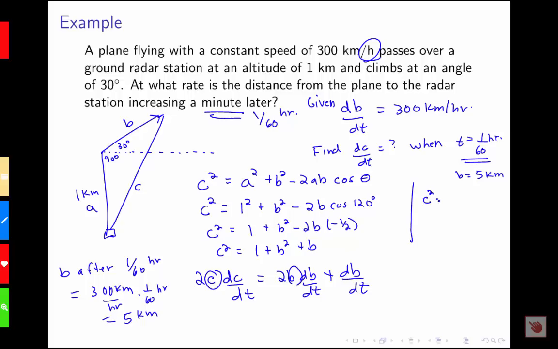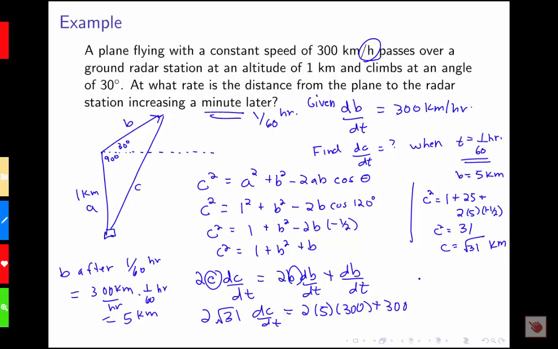So I have that c squared is equal to 1 plus b squared of 25 minus 2 times 5 times my negative 1/2. So c squared is going to be equal to, let's see, we have 1 plus 25 minus, this is going to be plus a positive. So we're going to have 5 plus 25 plus 1. So we have 31. So c is the square root of 31 kilometers. Okay, so we can plug in some of these values now. So we have 2 times the square root of 31 dC/dt is equal to 2 times 5 times 300 plus 300. So we're looking at dC/dt being, let's see, this is going to be 600 times 5, 3,000 plus 300. So we're going to have 3,300 all over 2 square roots of 31.